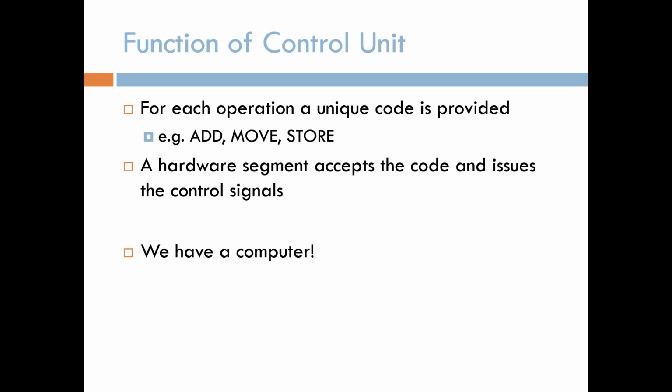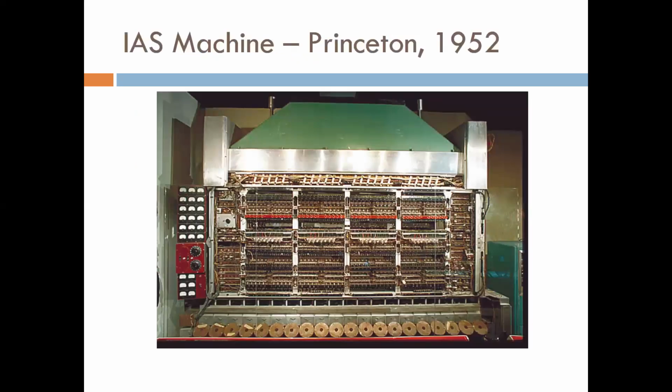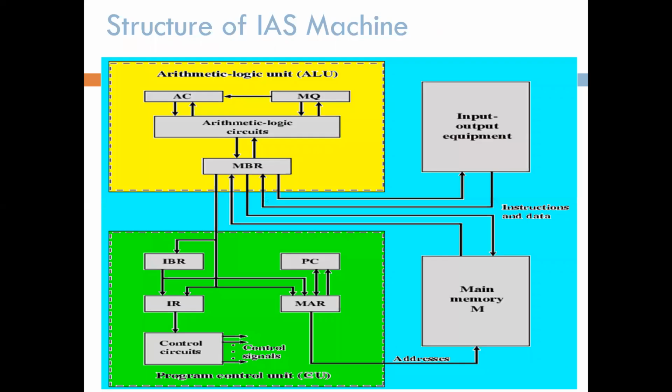So the first machine, as I said, was the IAS machine. It looks something like this, and of course, it took up a lot of space. This is probably a significant portion of a floor of a building. This is what it looked like, and this was the logical structure of it. You can see that it is made up of the control unit, the ALU, the main memory, and there are some other things there.